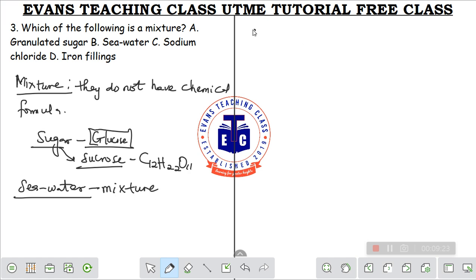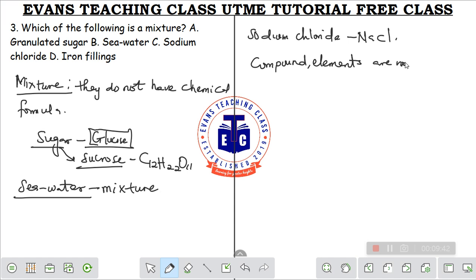Sodium chloride, you know that that's actually a compound. That's the formula for sodium chloride. So you also need to know this, that any compound or element is not a mixture. So take note of that. When I'm talking of oxygen, you cannot say oxygen is a mixture. Oxygen is an element, so it's not a mixture. Do you get? Compounds like glucose, like sugar, they are not a mixture.